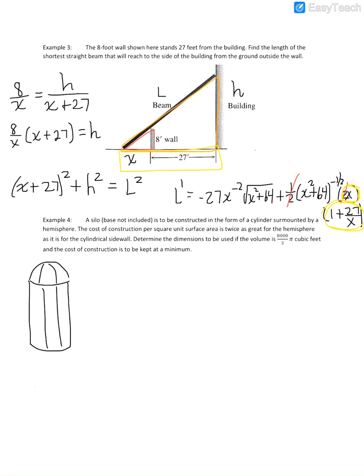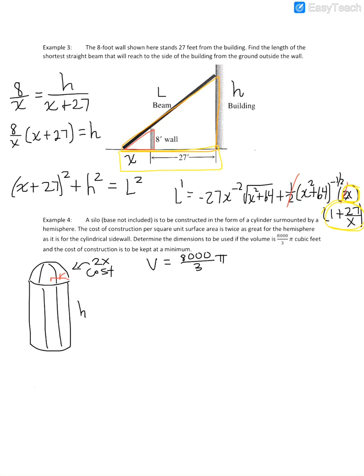All right, so what are my dimensions here? Well, I'm going to have the height of the silo, the cylindrical part, and then the other thing that is unknown is the radius of the top. Okay. Remember that the top is 2 times the cost of the bottom for the materials. Okay. And the other thing that we know is that the volume of this is 8,000 thirds pi.